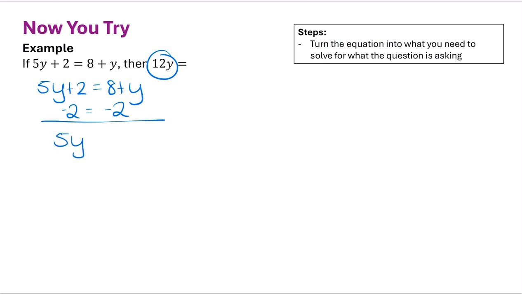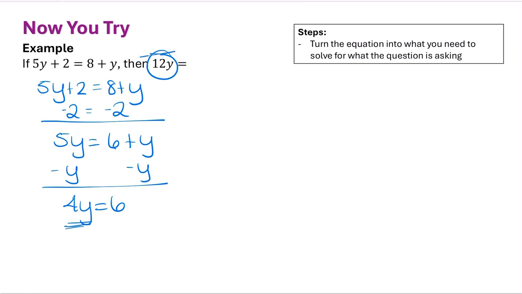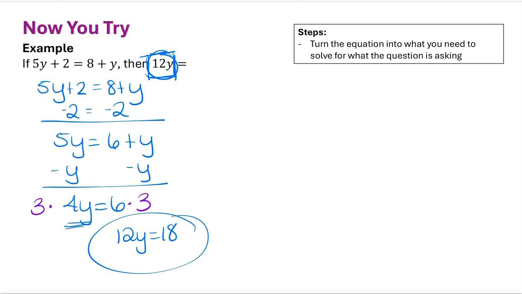So I have 5y equals 8 minus 2 is 6, and then I have 6 plus y. Well, now let me think about putting all my y's together on one side. So I'm going to subtract y from both sides, and so I have 4y equals 6. Well, I have a 4y, but what I actually need is a 12y, right? So how do I turn 4y into 12y? Well, I can do that by multiplying both sides by 3. If I multiply both sides by 3, I'm going to end up with 12y equals 18, and that's actually what this problem is asking me for.